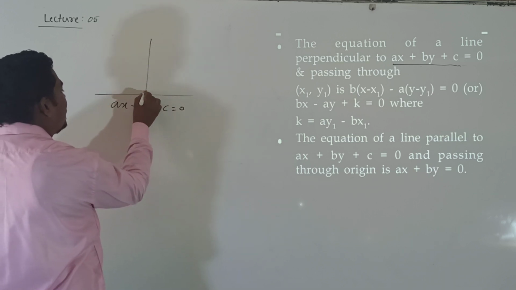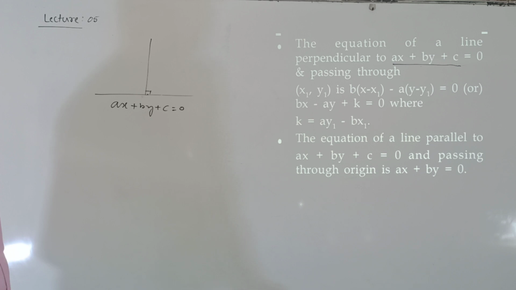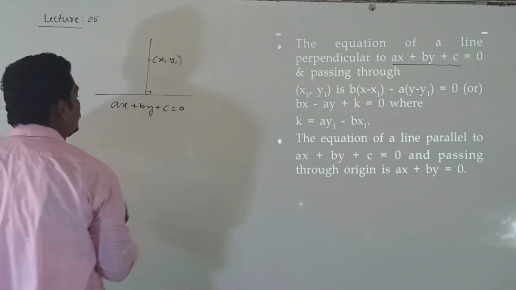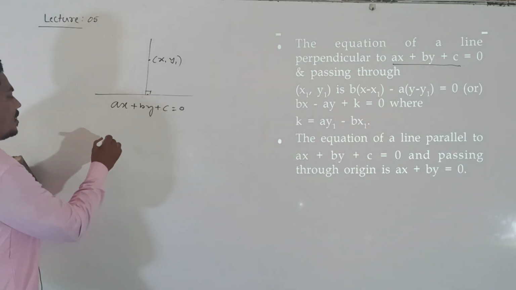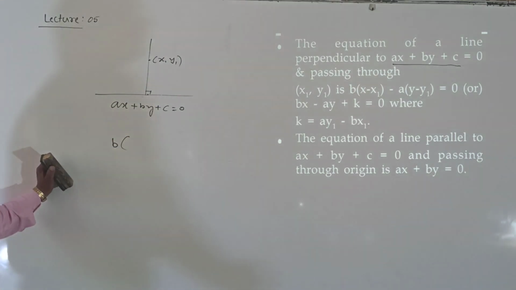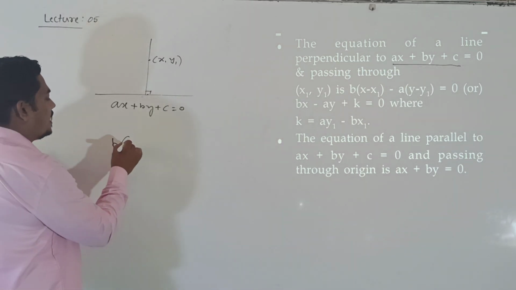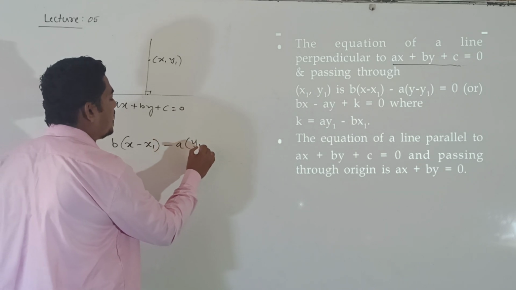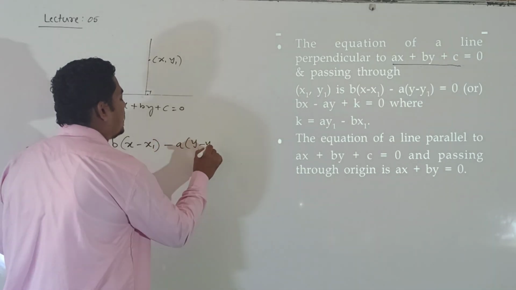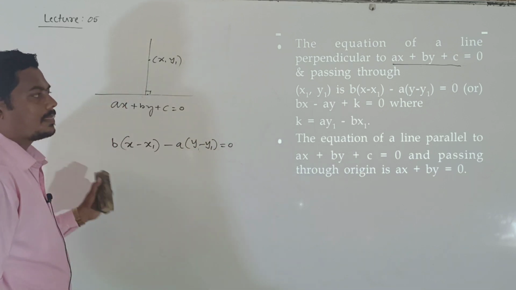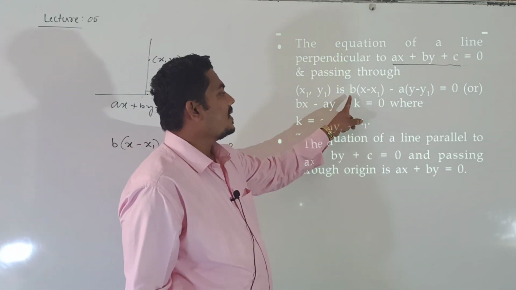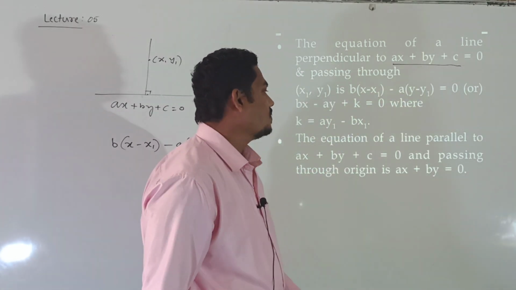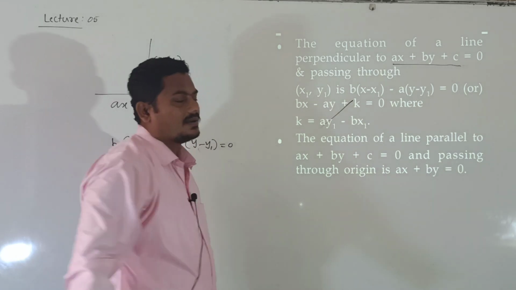This is our required line, perpendicular to ax plus by plus c equal to 0 and passing through the point x1 comma y1. Its equation is b into x minus x1 minus a into y minus y1 is equal to 0. No need to remember this one, right?